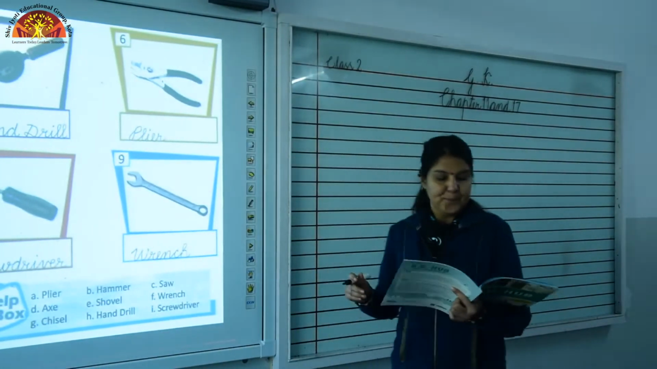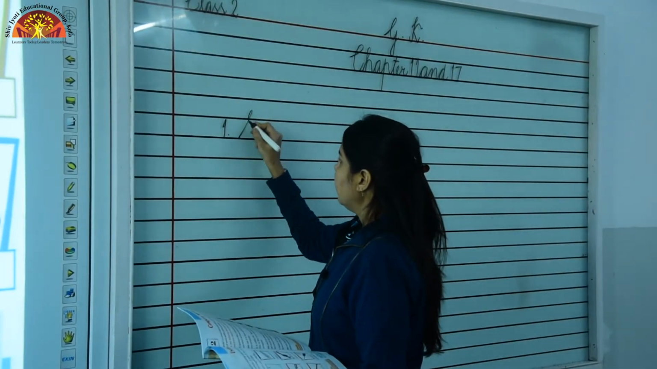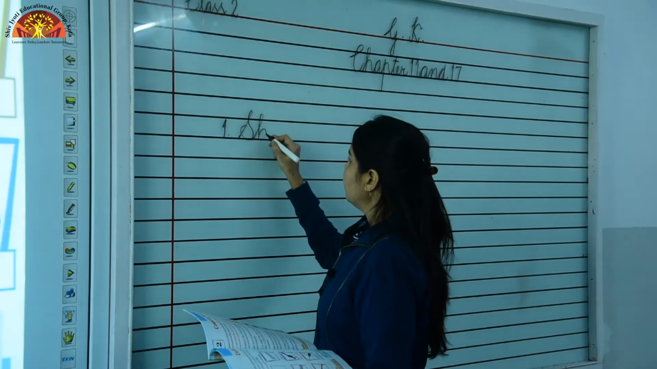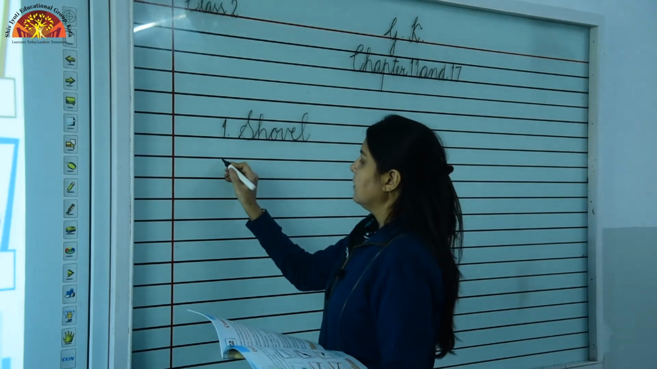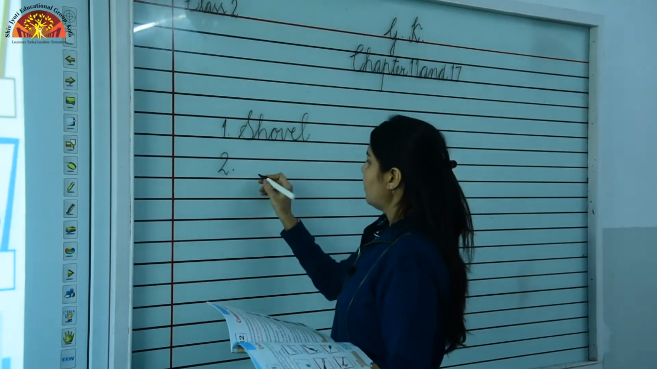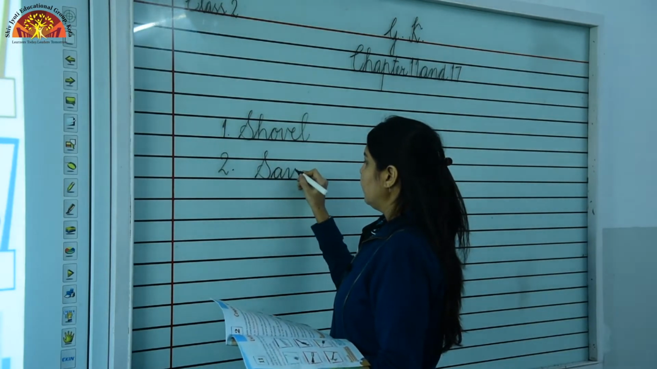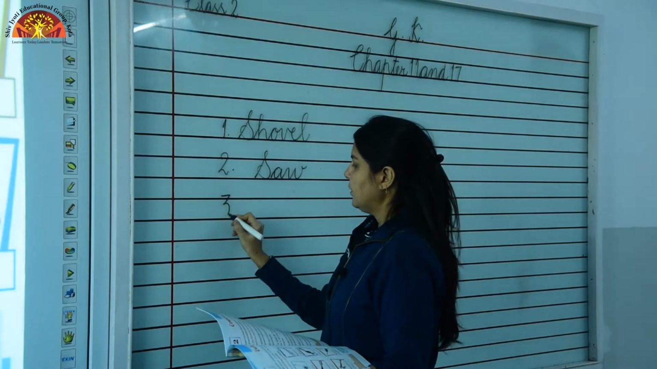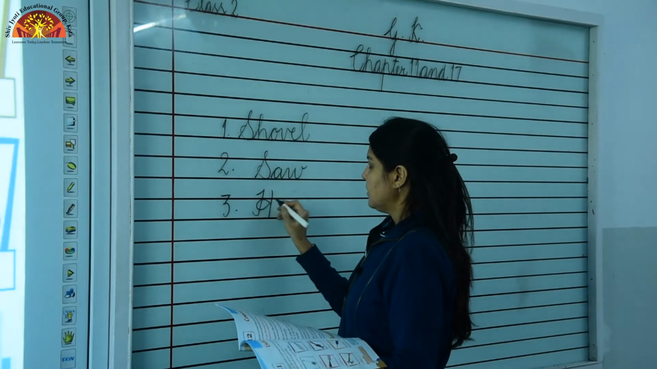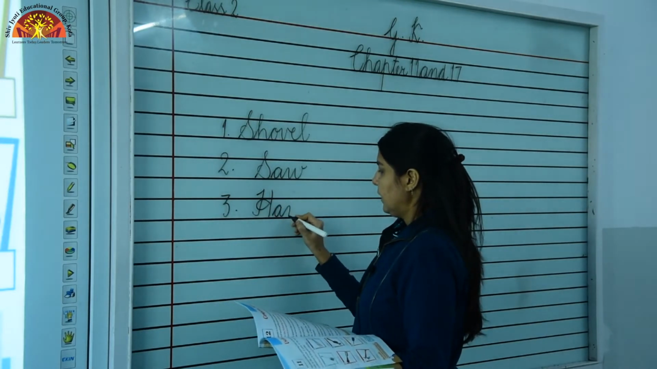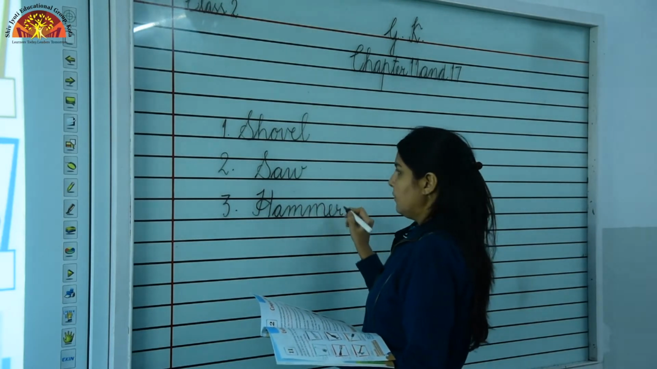Number 1 is shovel. The spelling of shovel is S-H-O-V-E-L, shovel. Number 2 is saw. The spelling of saw is S-A-W, saw. Number 3, it is hammer. The spelling of hammer is H-A-M-M-E-R. First letter should be capital.